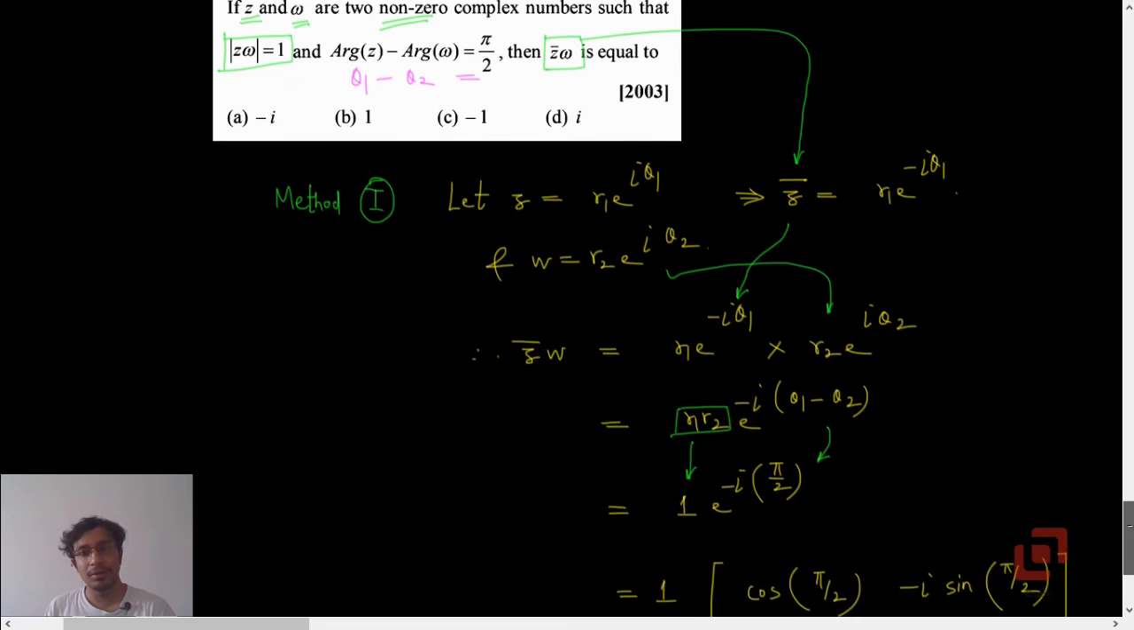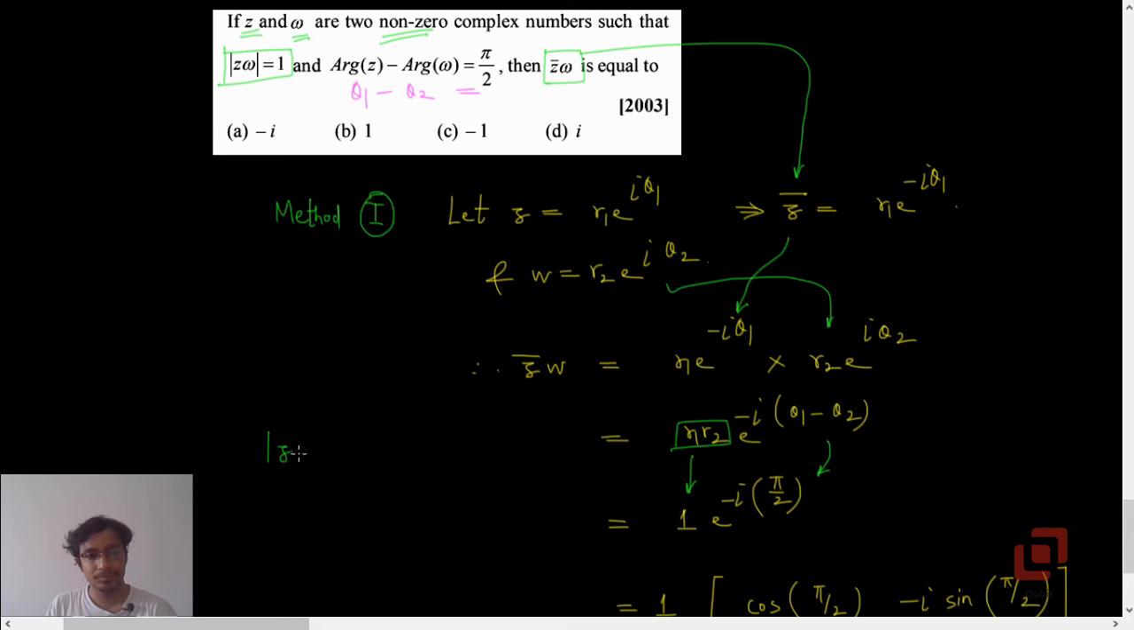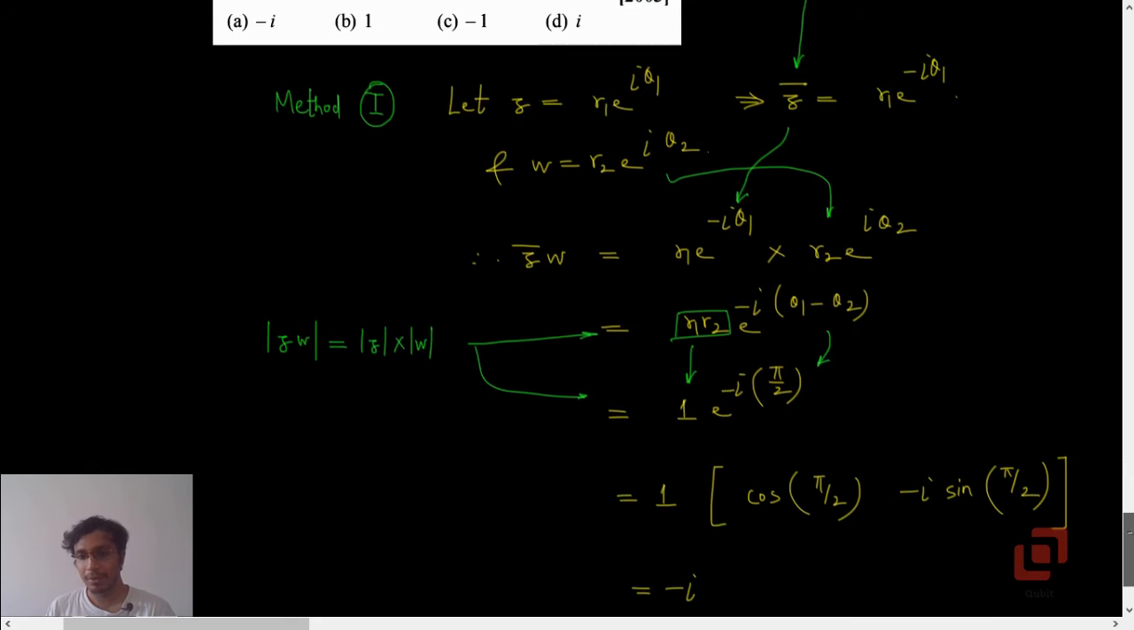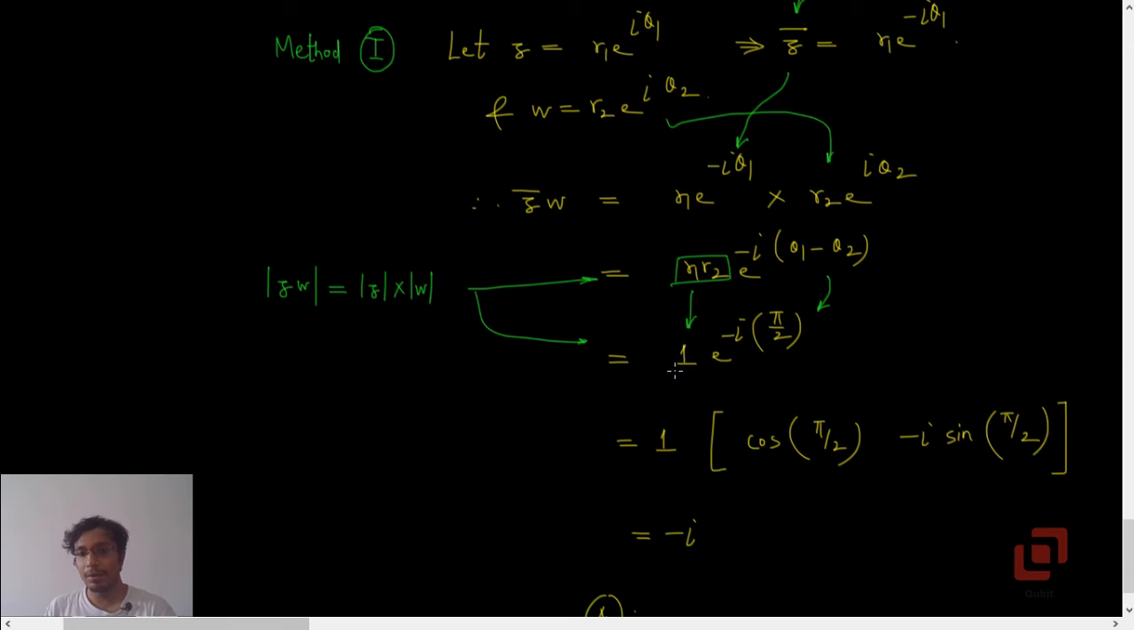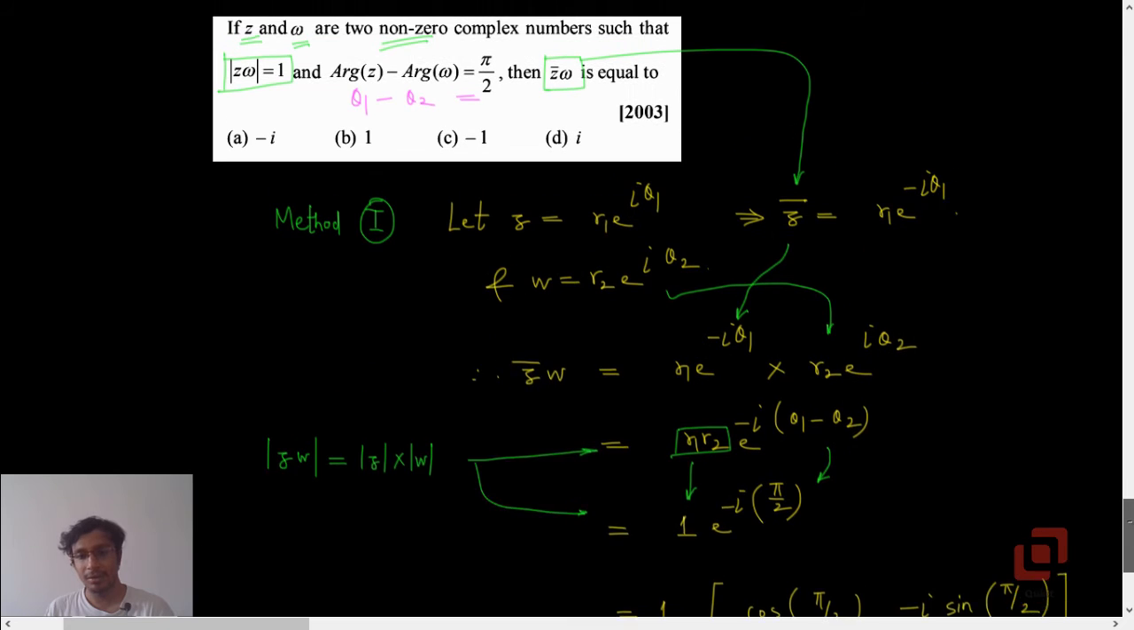Because product of the moduli of any two complex numbers is basically the modulus of the product. That is how R1 into R2 is equal to 1. So this is where we have used the property of the modulus of a complex number. Once we get it in the form 1 into e to the power minus I pi by 2, then simply use the Euler's formula. It will be cos pi by 2 minus I into sin pi by 2. Cos pi by 2 is 0, sin pi by 2 is 1. So it is minus I, that is option A.